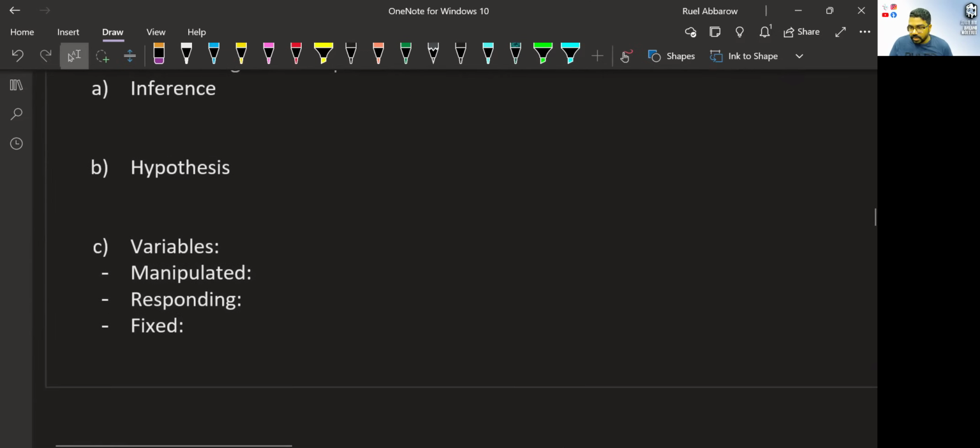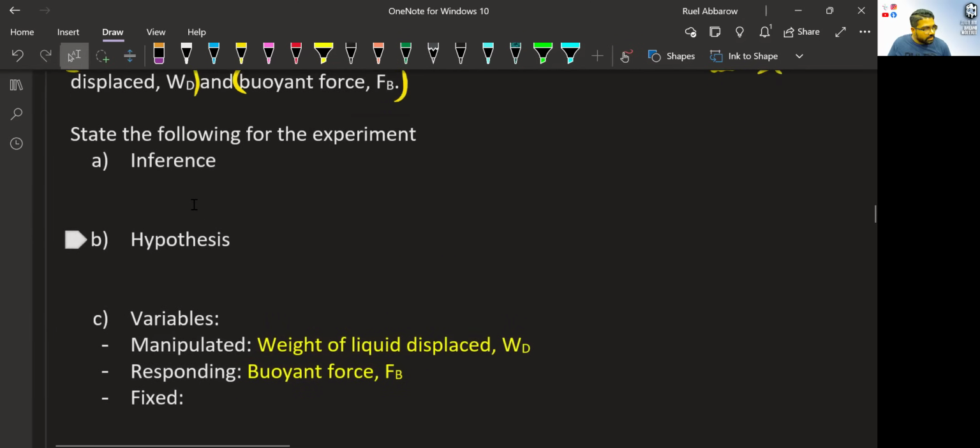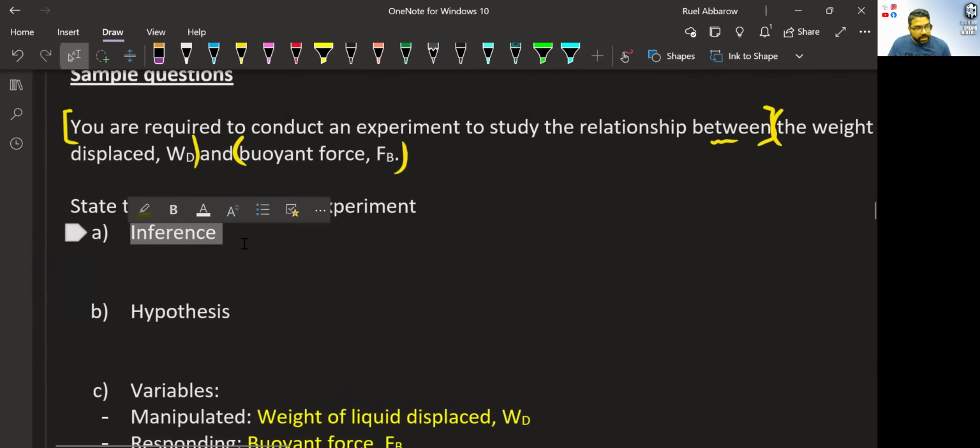So you always figure out MV, RV first. The manipulated variable here would be the weight of the liquid displaced. The responding variable would be the buoyant force. Don't worry about the fixed variable first. I'll teach you about that later. So using these two, we can now answer inference and hypothesis. Inference in physics is very unique. It is unlike chemistry and biology.